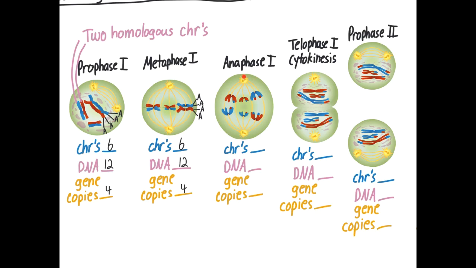During anaphase 1, the homologous chromosomes are pulled apart, but the sister chromatids stay together. So we still see 1, 2, 3, 4, 5, 6 chromosomes. Each chromosome still has 2 chromatids, or DNA molecules, so there are still 12 DNA molecules and still 4 copies of each gene.